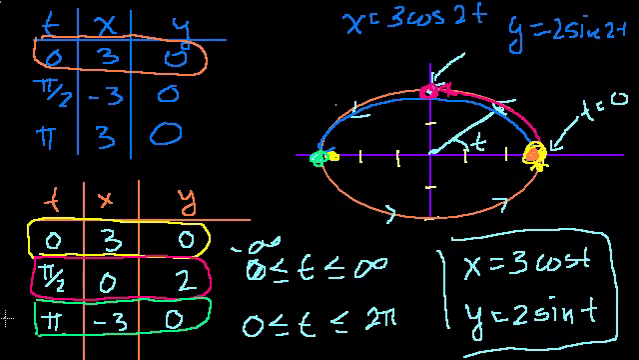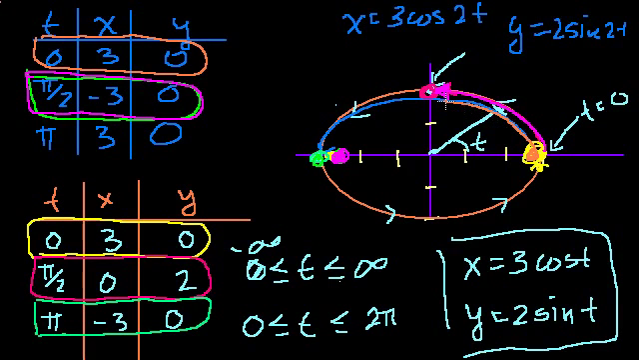Let me pick a new color that I haven't used yet. Then at t equals pi over 2, where are we? We're at minus 3, 0. Let me use this color. We're here. Now notice, in the first one, when we went from t equals 0 to t equals pi over 2, we went from here to there. We went a quarter of the way around the ellipse. But now when we went from t equals 0 to pi over 2, where did we go? We went halfway around the ellipse. We went all the way from there, all the way over there.